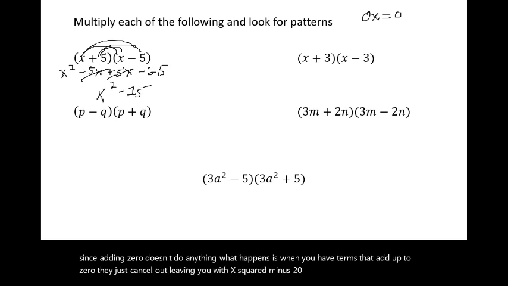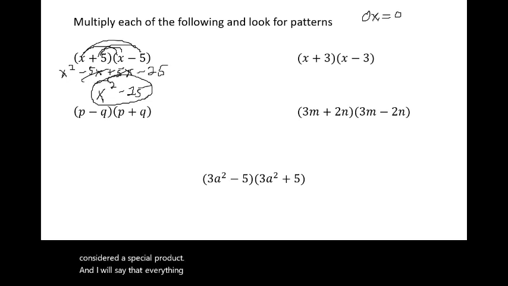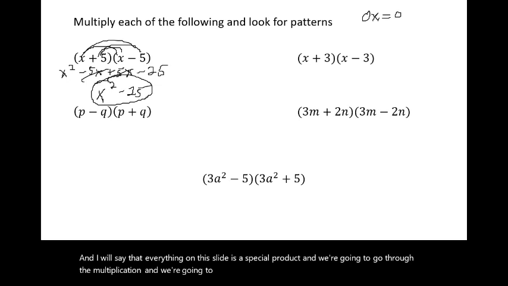So you can see why this is considered a special product. And I will say that everything on this slide is a special product, and we're going to go through the multiplication, and we're going to see what about the original polynomials is causing the middle terms to consistently cancel out.